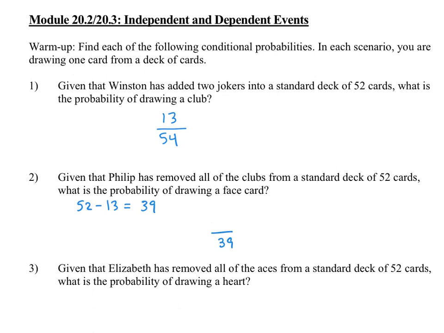The face card is Jack, Queen, or King, and there are 4 of each of those. 4 of each of 3 faces is 12 total. 12 face cards out of the 39. So the probability of drawing a face card is 12 out of 39. Those numbers are divisible by 3. So you could reduce the probability and say that it is 4/13.